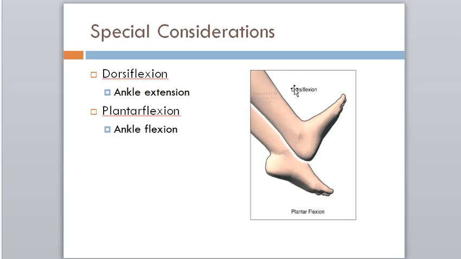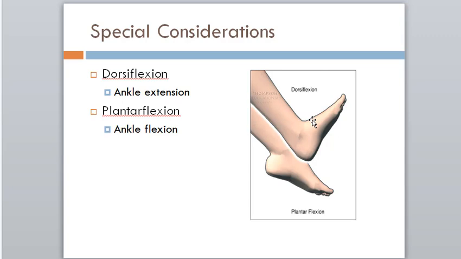The only difference is which surface got closer to the leg. You have your dorsal surface of your foot or your plantar surface of your foot. If your plantar surface got closer, we call that plantar flexion. That's represented right here. If your dorsal surface got closer, we call that dorsiflexion.